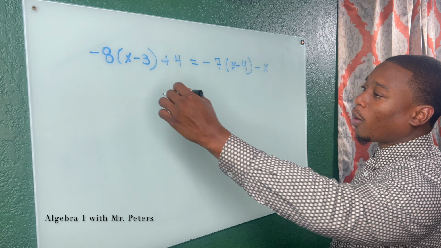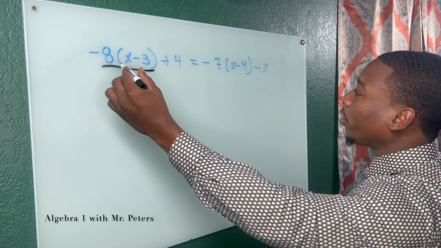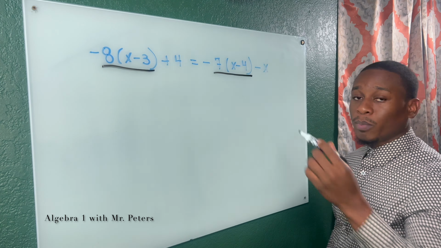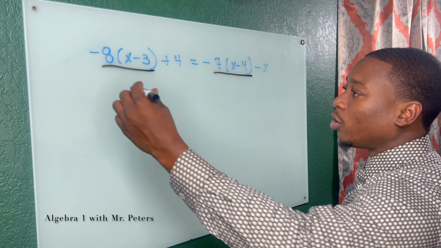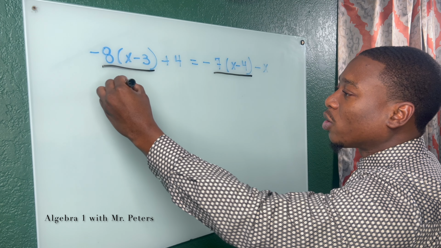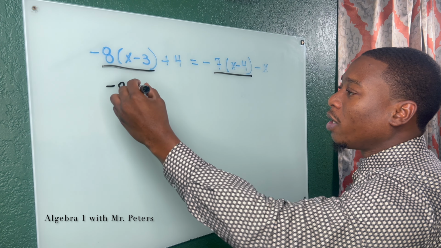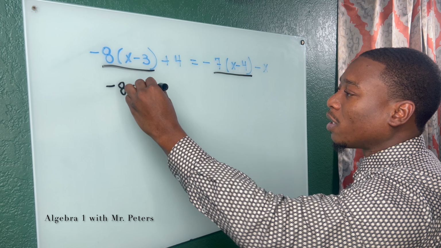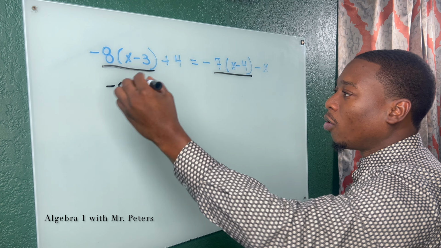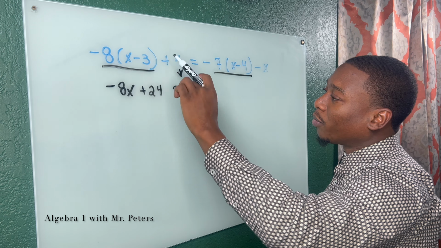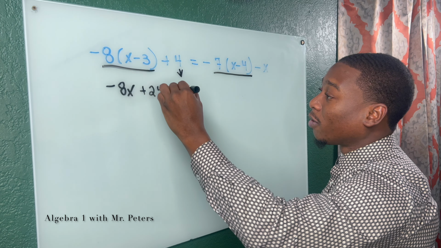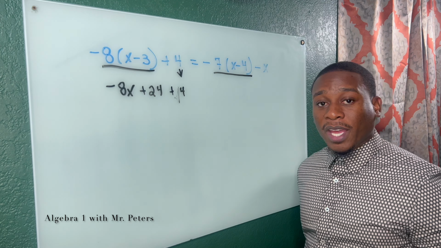When we look at this problem, I know I'm going to start off here because we need to distribute. So let's go ahead and do that. So I have negative 8 times x, which gives me negative 8x. Negative 8 times 3 gives me positive 24, right? 4 is outside of parentheses, stays the same, we bring it down. So that's the first half of the problem.